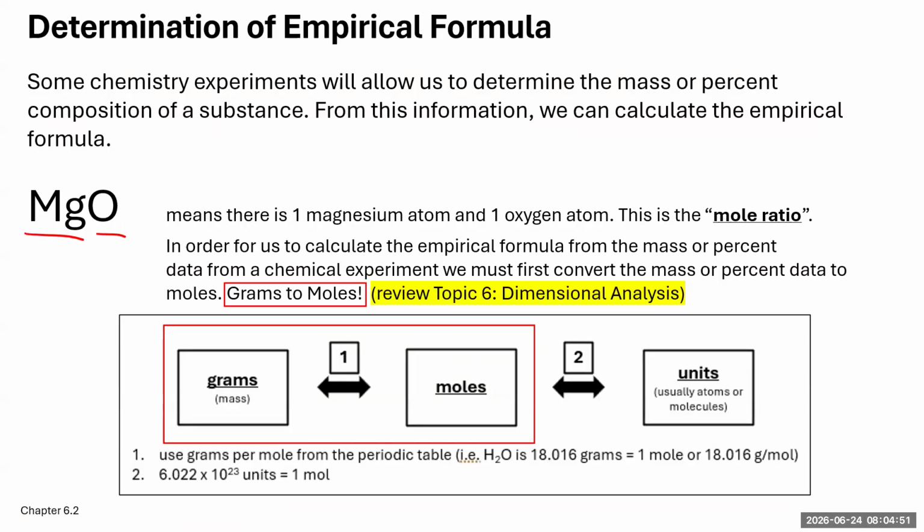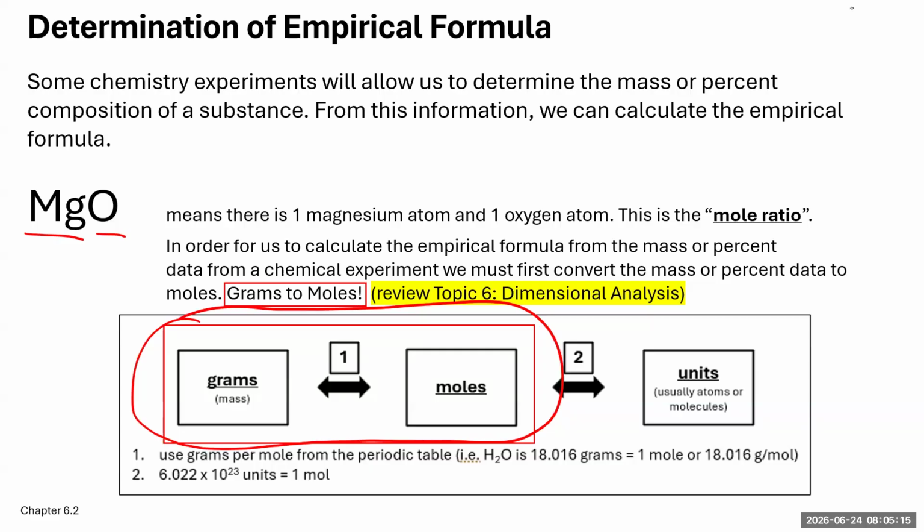All right. So there's one magnesium to one oxygen atom. That's the mole ratio. In order for us to calculate the empirical formula from mass or percent data from a chemical experiment, we must first convert the mass or percent data to moles. So again, grams to moles. This doesn't go away. We're going to do this a lot. You're going to do this in your next class, your next class, your next class, right? So you got to get used to this.